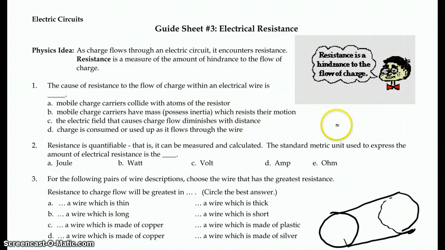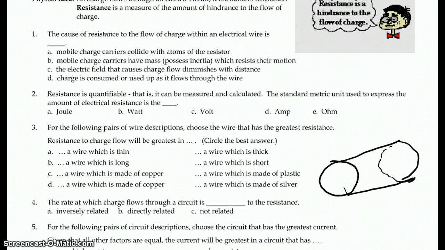If you think about our basic model of current that we talked about during guide sheet 2, we said that electrons would try to move along. Since they are negative charge, they'll move against the electric field direction. But as they do so, they're going to run into blocking atoms that are stuck in place and don't want to let them go by.